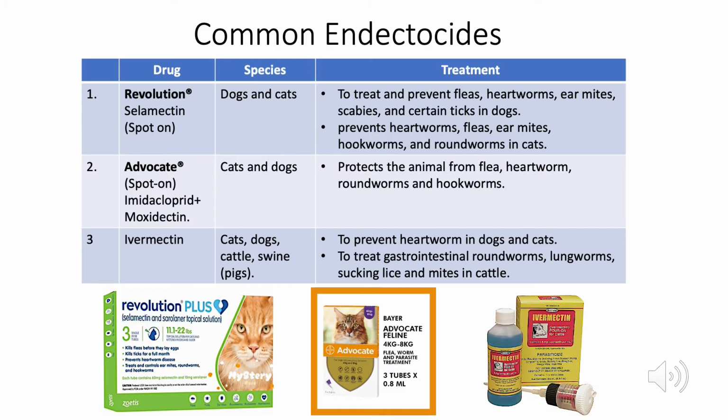Next is endectocides. Endectocides kill both endo and ectoparasites. Revolution and Advocate protect pet animals from fleas, heartworms, mites, ticks, as well as roundworms and hookworms. Ivermectin, on the other hand, is more commonly used to prevent heartworm in dogs and cats. It is also used to treat gastrointestinal roundworms, lungworms, sucking lice, and mites in cattle.